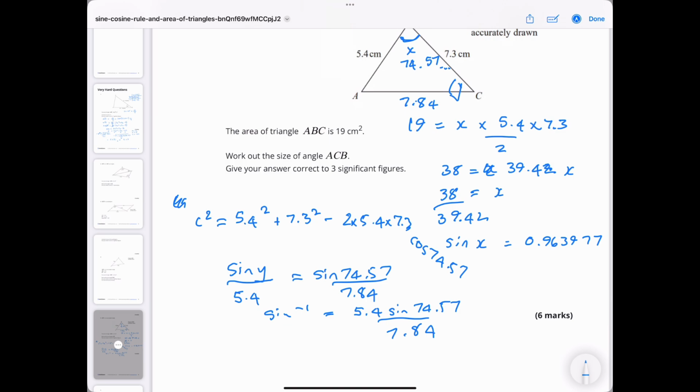Right, so let's do this. I mean, you don't know what I'm doing there, but it's very clever. 5.4 sine 74.57 over 7.84. I'm trying to close the brackets, poorly. Clearly, I'm not very good at doing things like that. And that equals, oh, it's given me an error. But that's how you do it.